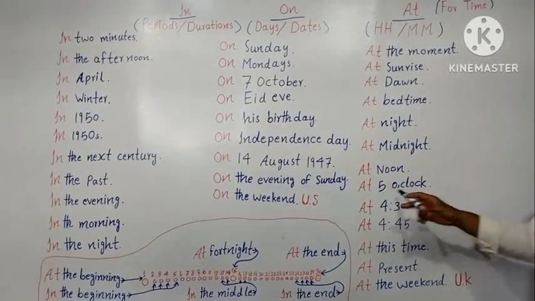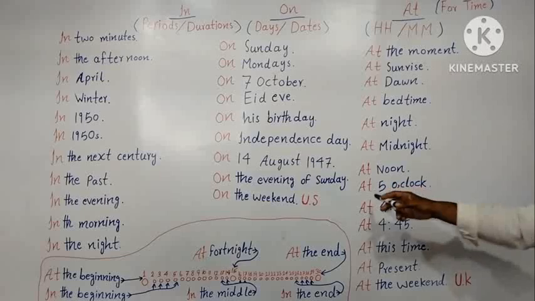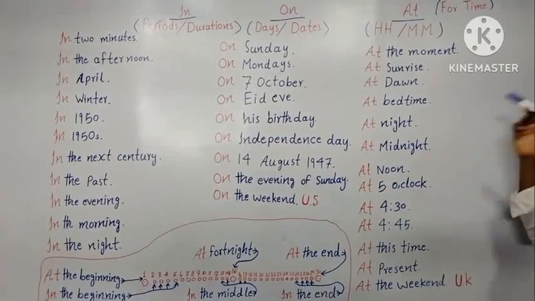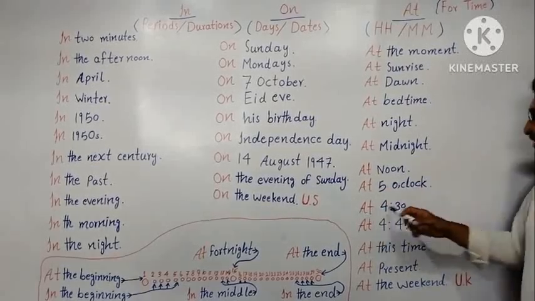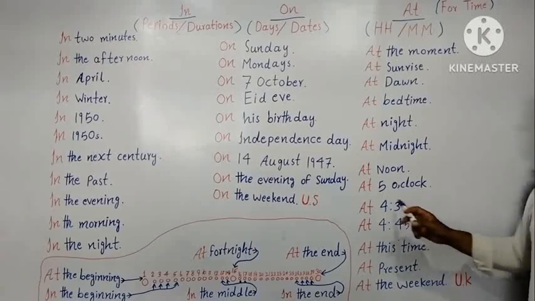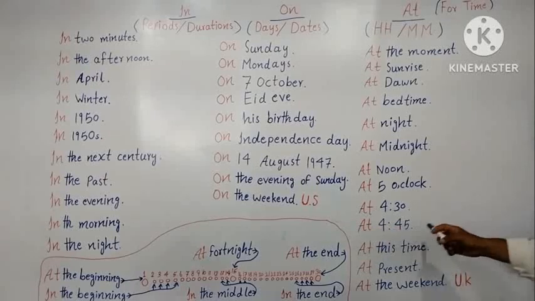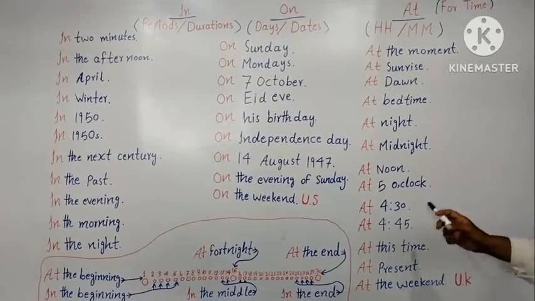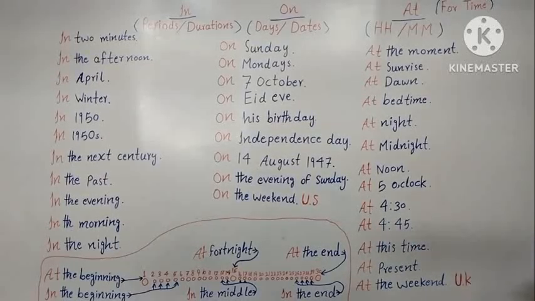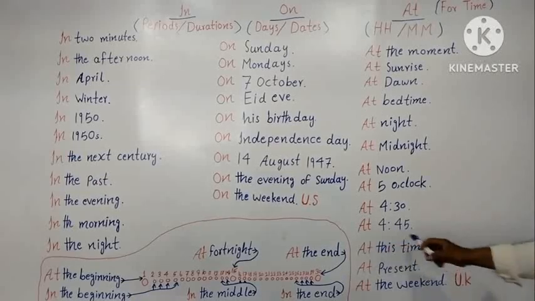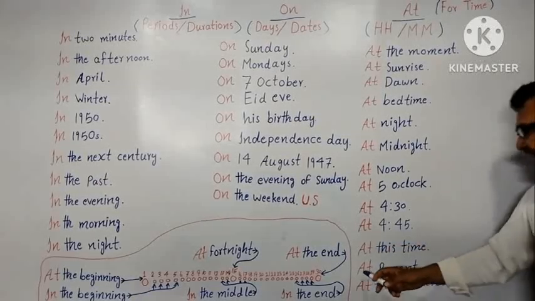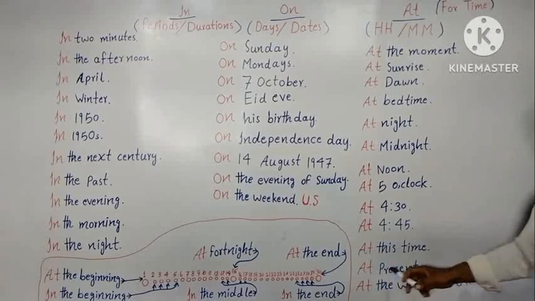For the hours, at 5 o'clock, 6 o'clock, at 10 o'clock, at 9 o'clock, at 2 o'clock, at 3 o'clock, etc. Okay, at 4:30, at 5:30, at 6:30, at 7:30, at 8:30, etc. Again, at a quarter to 5, at a quarter to 6, at a quarter to 7, at a quarter to 10, etc. Then at this time, at that time, then at present or at the present.